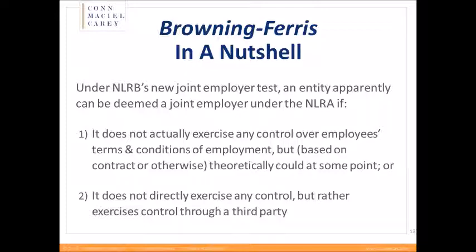So, under this new joint employer test that I'll get to in a minute, which actually is still the law right now despite a flurry of recent activity, an entity can be deemed a joint employer if, one, it does not actually exercise any control over employees' terms and conditions of employment, but based on a contract or otherwise, theoretically could exercise some control, or two, it does not exercise any control directly, but rather exercises control through a third party. So if you weren't aware of this previously, you really need to review your contracts and your relationships with staffing companies and outsourcing partners to identify and assess legal risks based on this test and take immediate action to mitigate or eliminate those risks.